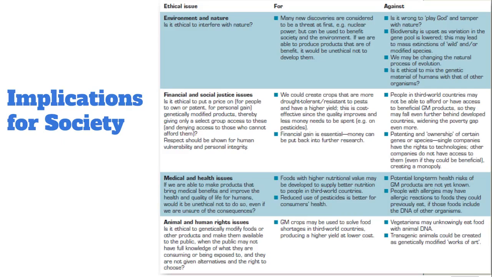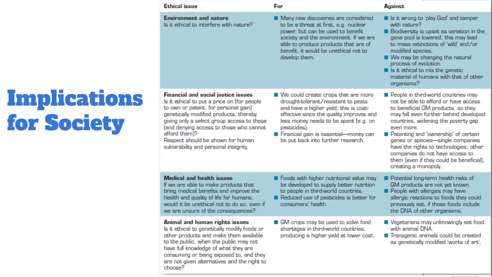The dot point also requires us to talk about some implications for society, and there are a number of ethical issues which arise. We talk about those in terms of the environment, in terms of financial and social justice issues, in terms of medical and health issues, in terms of animal and human rights, and then we talk about just, is it the right thing to do? So here we have a quick summary of the points for and against. In that environment and nature, is it ethical to interfere with natural processes? And that's one of the against arguments.